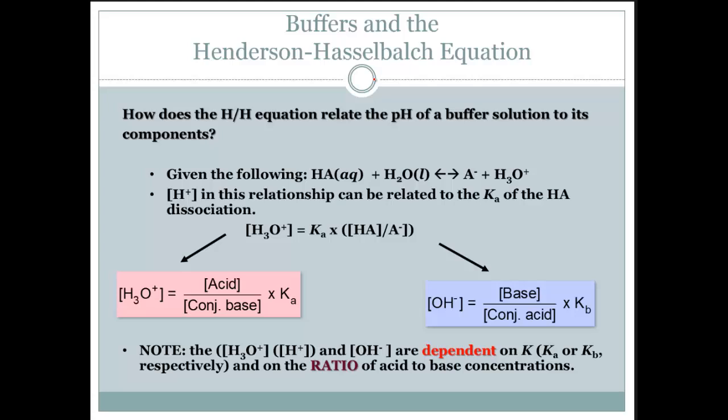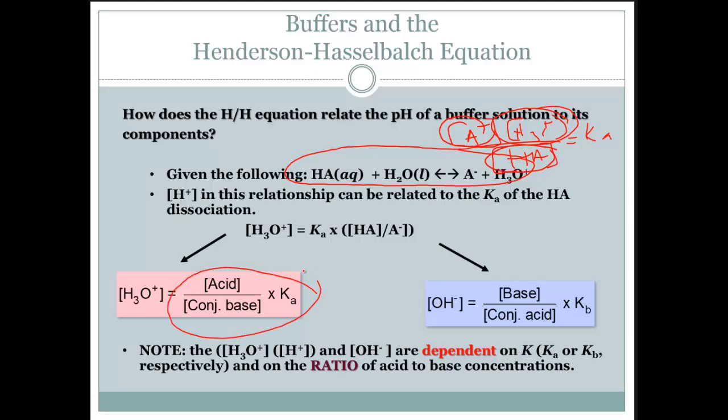Well, let's take this one as an example. If we were to write the equilibrium constant of this, it would be the products over the reactants. So A minus times H3O plus over HA is equal to the Ka. If we were specifically solving for the H3O plus, we could rearrange this equation by multiplying both sides by the acid and then dividing by the conjugate base. And that's how we get this.